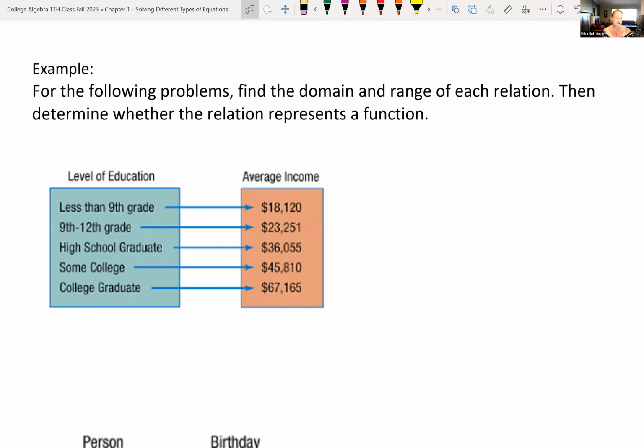And so average income for those who have less than ninth grade was 18,120. 9th through 12th grade is 23,251. High school graduate, $36,055. Some college is 45,810, and college graduates are 67,165. So notice that for each input, this is our domain, it corresponds to one output in our range. So our domain is the level of education, and our range is the average income. And this is a function.